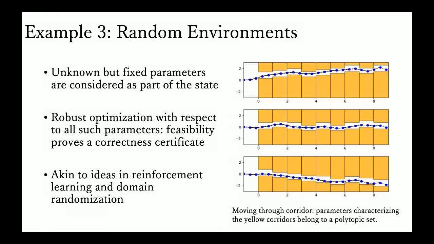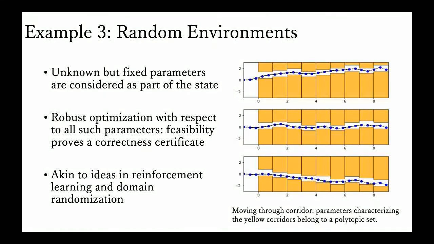The idea in this example is that our system can have fixed but unknown parameters, and that those parameters can be incorporated as part of the state if they enter the system linearly. And once we do the robust optimization with respect to the parameters, and if the robust optimization problem is of course feasible, then we obtain a correctness certificate. And this idea is similar to what people do in robotics and reinforcement learning and domain randomization.